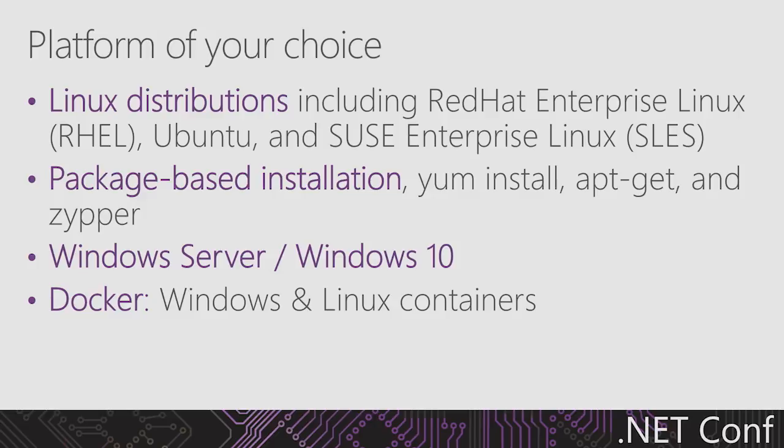One of the cool things I think about SQL Server 2017 is we wanted to keep the entire installation process native to all of the Linux distributions. So we actually introduced package-based installation processes. So you get yum install on Red Hat, apt-get on Ubuntu, and zypper on SUSE. On top of that, as usual, we're always going to support Windows, whether that's Windows 10 or the newest Windows Server 2016. And with the introduction of Linux, we've also been able to introduce Docker support.